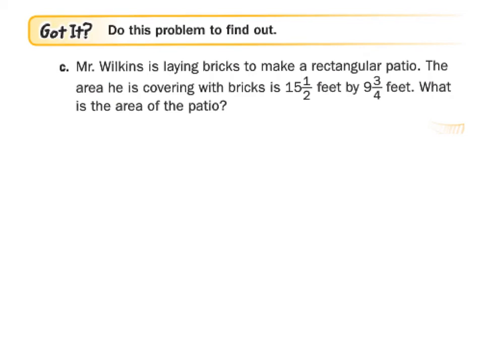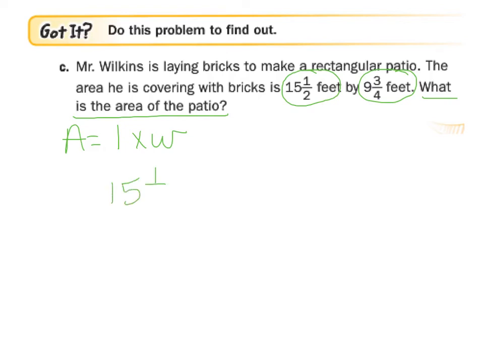So let's try this story problem. Mr. Wilkins is laying bricks to make a rectangular patio. The area he is covering is 15.5 feet by 9 3/4 feet. What is the area of the patio? Well, I know area is length times width. So we're going to be taking our 15.5 times 9 3/4.